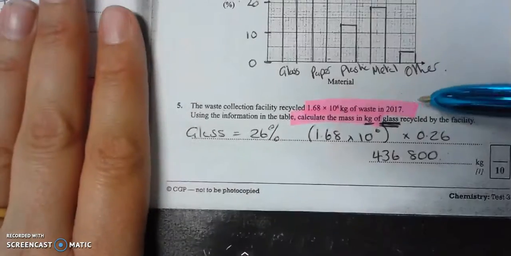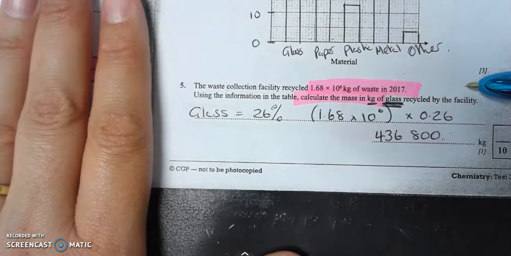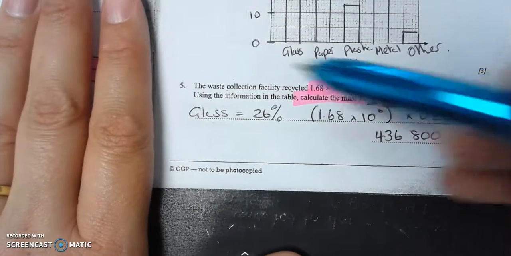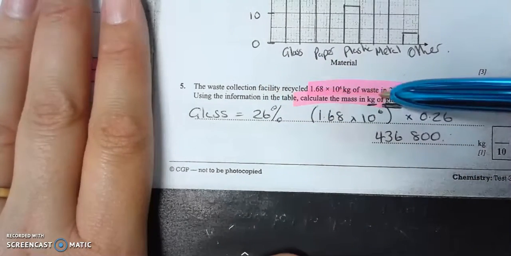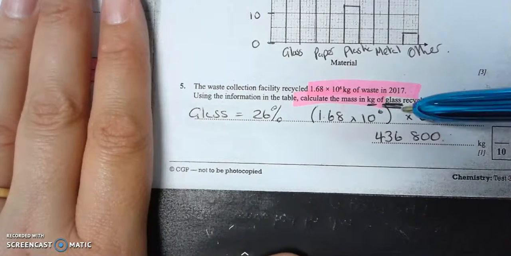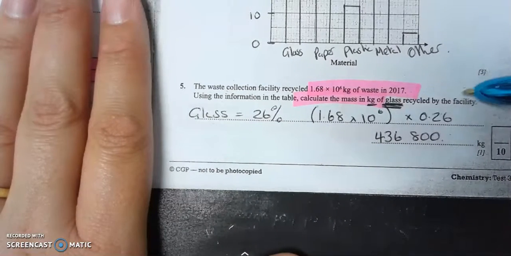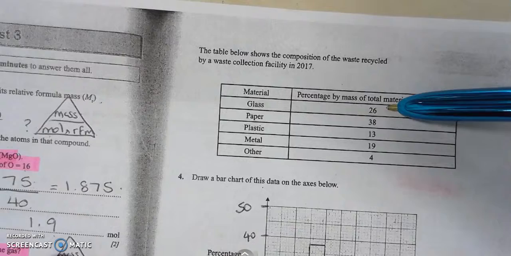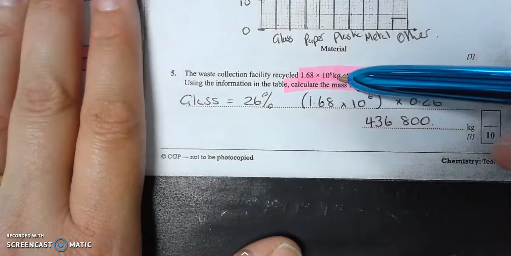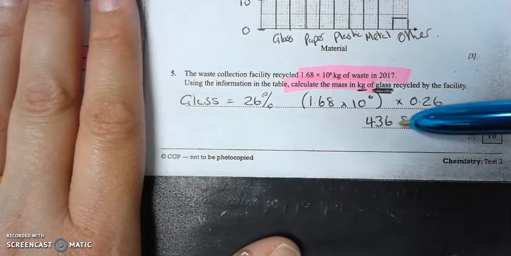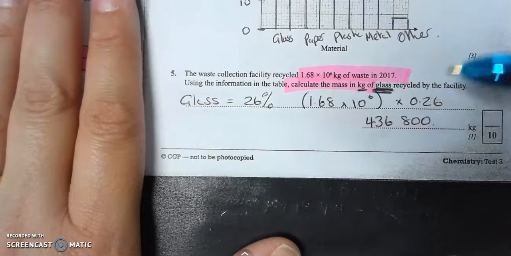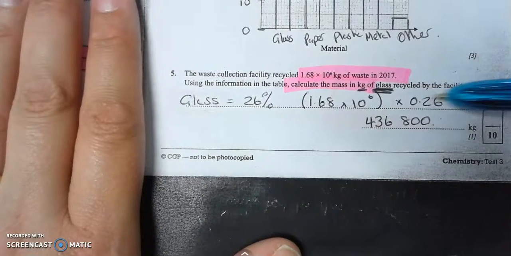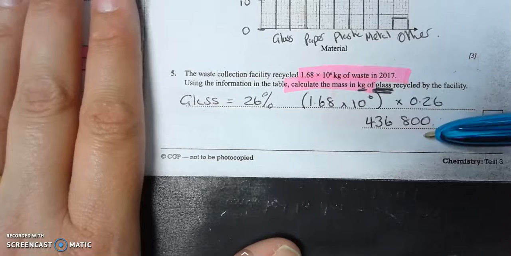The last part says the waste collection facility recycled 1.68 times 10 to the power of 6 kilograms of waste in 2017. Use the information in the table, calculate the mass in kilograms of glass, just glass, recycled by the facility. So if I look at my table here, I've got 26% has been recycled. I've got to work out 26% of this total number here. So 1.68 times 10 to the power of 6 times, and I've already converted it to 0.26. You can do the 26 divided by 100, you'll get that number, and the answer is 436,800.